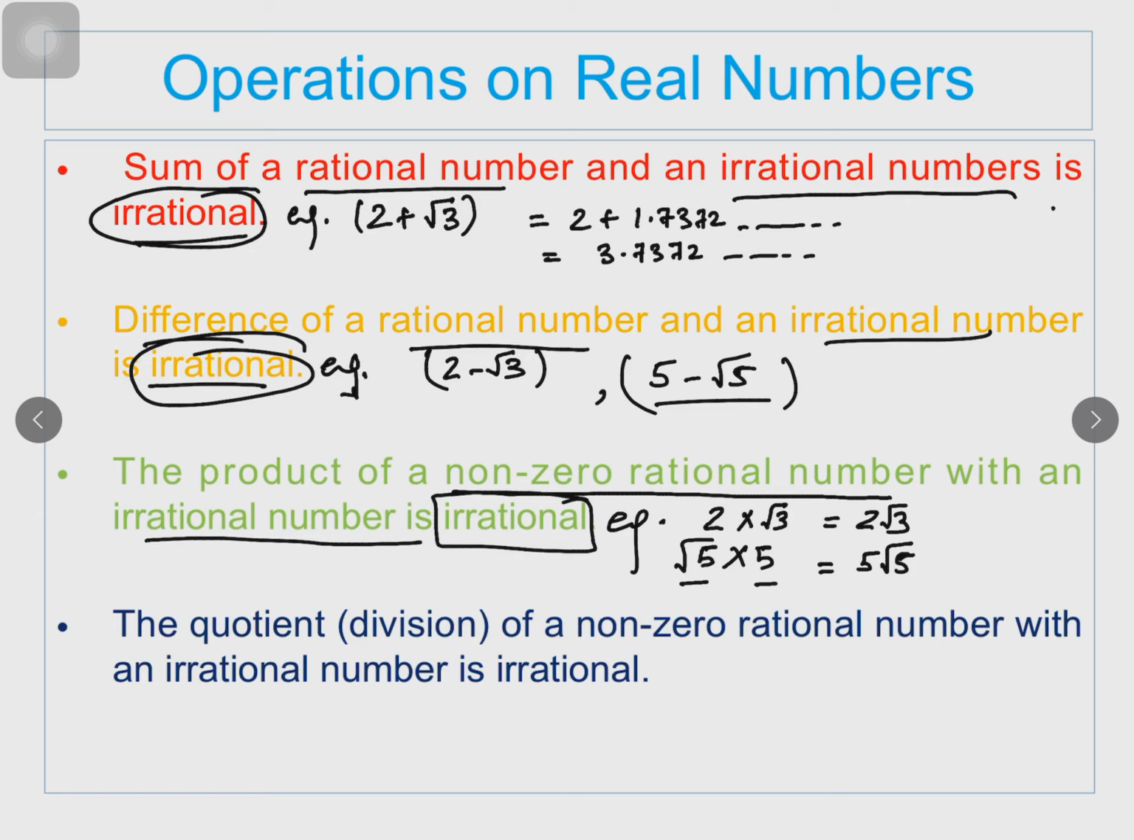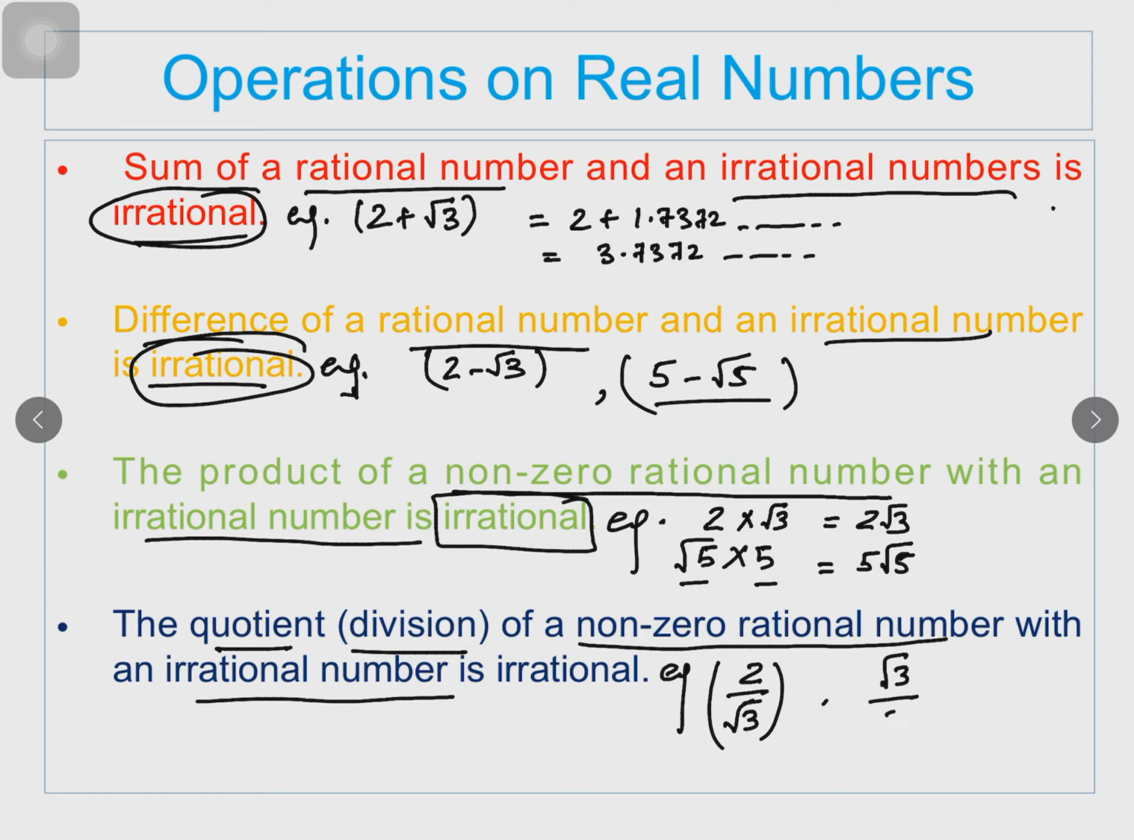Similarly, for the last one, the quotient, or you can say division, of a non-zero rational number with an irrational number is irrational. For example, if you divide a rational number 2 by an irrational number root 3, the result is irrational. Also, you can see if you divide an irrational number root 3 by a rational number 2, root 3 by 2, it will be again an irrational number. Okay. So if you do any operation like addition, multiplication, division or subtraction between a rational number and an irrational number, the result will always be an irrational number.